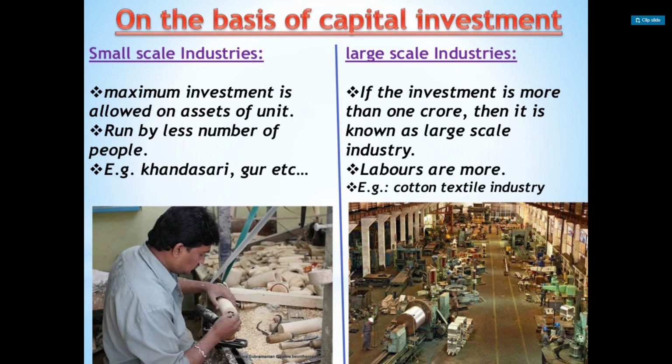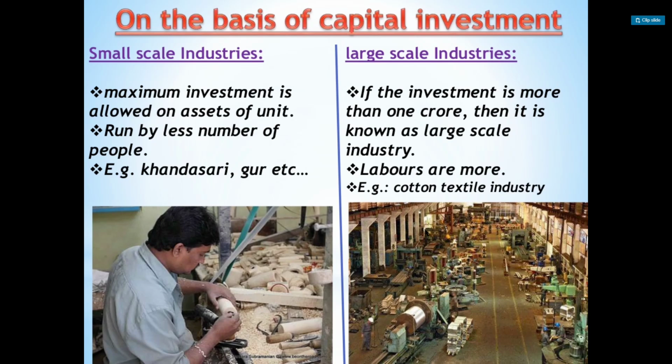Third is on the basis of capital investment. Capital means money, paise. So, the third classification is on the basis of capital investment: small scale industries and large scale industries. It is quite clear from the word itself, small and large. So, maximum investment is allowed on assets of a unit run by fewer people. For example, Khadi, Gramodyog, etc.